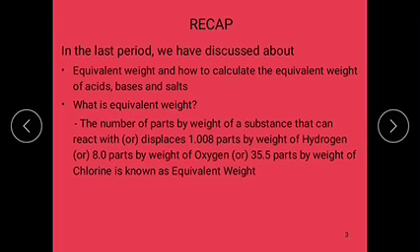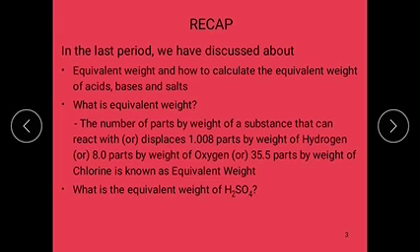Simply, it can be taken mathematically as the gram molecular weight of a particular substance divided by its acidity or basicity, or the total number of cations or anions. Also we can define this equivalent weight. Already we discussed this.